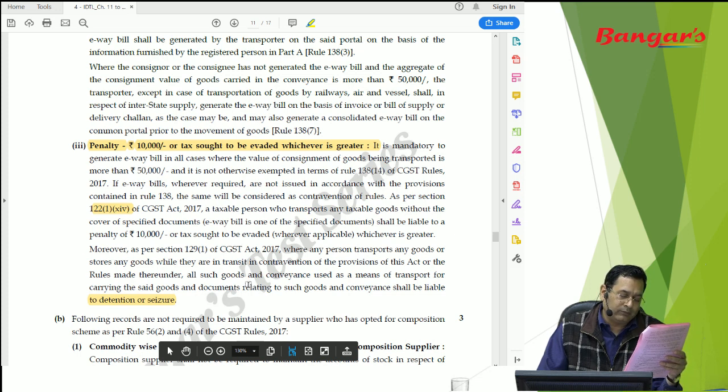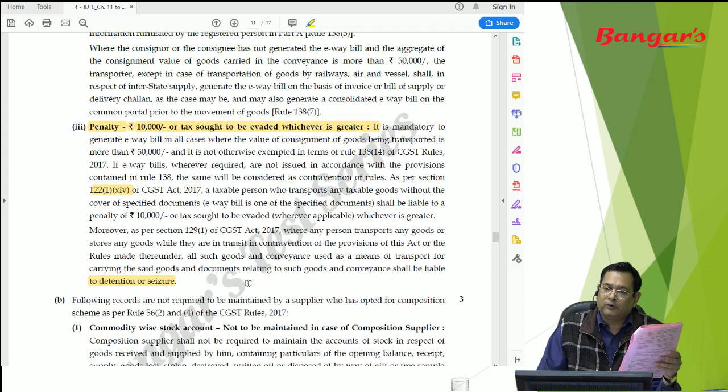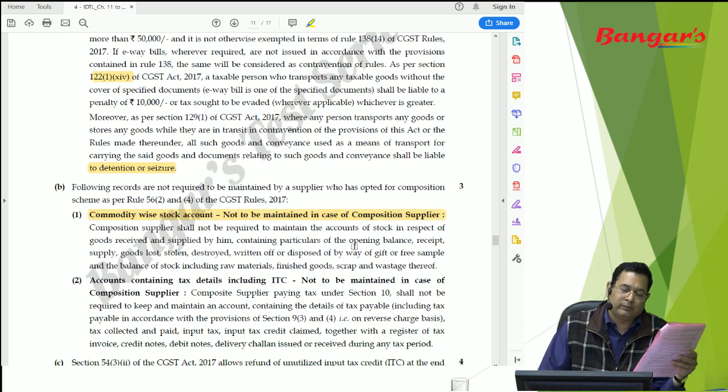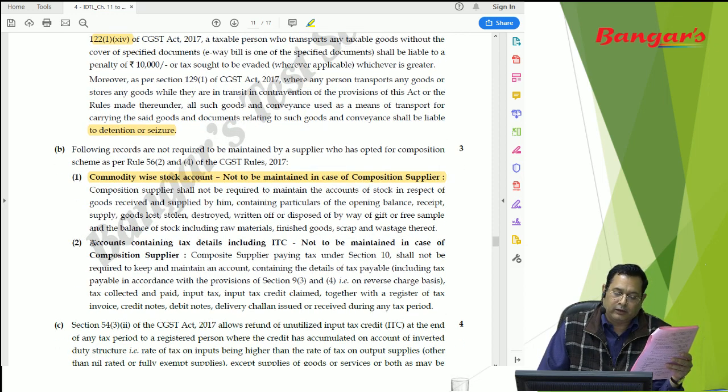Then question number 3B is in relation to records which are not to be maintained by composition suppliers. The commodity-wise stock account is not required to be maintained by the composition supplier. Besides this, the account containing the details of taxes, including ITC, is not to be maintained by composition suppliers, and composition suppliers are not entitled to avail the input tax credit.